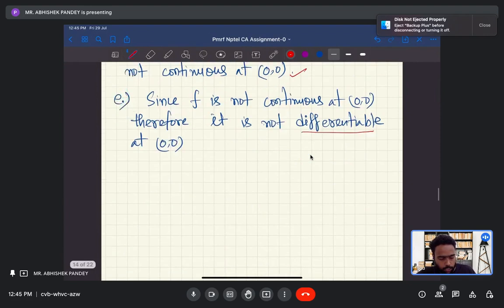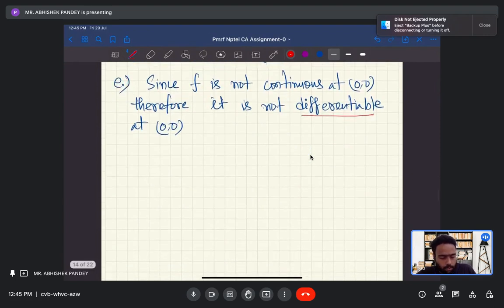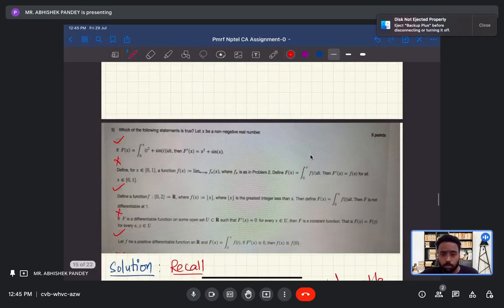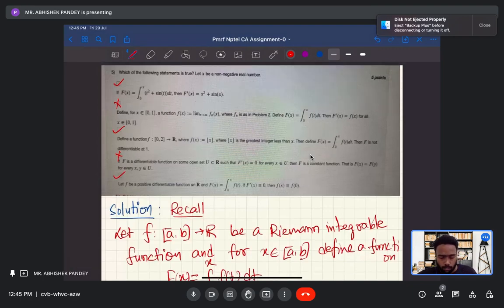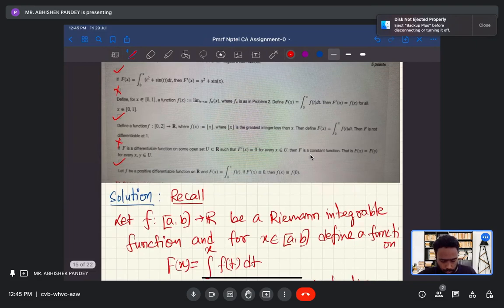Now let us look at the last option. Since f is not continuous at (0, 0), therefore it is not differentiable at (0, 0). So this is also done. Let us look at the fifth question. If F(x) = integral from 0 to x of (t² + sin t) dt, then F'(x) = x² + sin x.